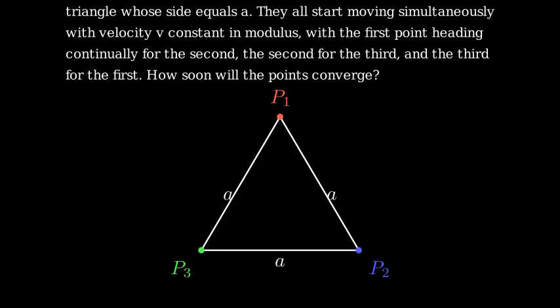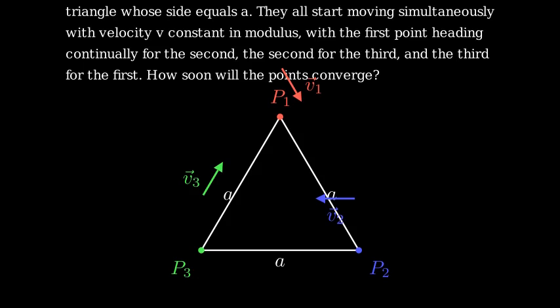Now, let's show the velocity vectors. Each point moves with a velocity of magnitude v, directly toward the next point in sequence. Notice that the direction of each point's velocity is not along the side of the triangle, but directly toward the next point. This is a key insight for solving the problem.